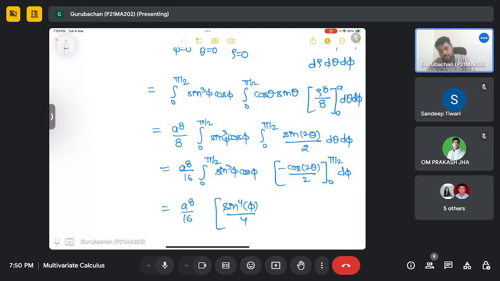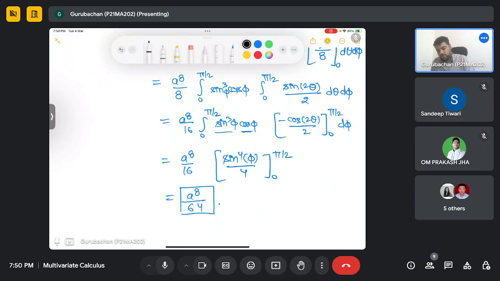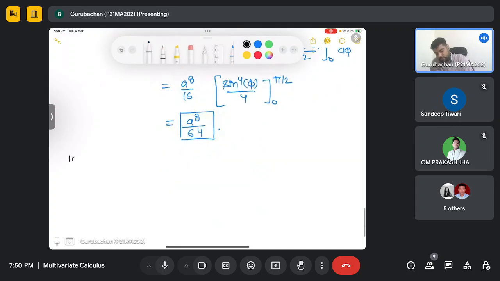Is it correct? Since it is a derivative of phi, sine phi, correct. So, sir, a to the power 8 divided by... Understood? Good, sir.